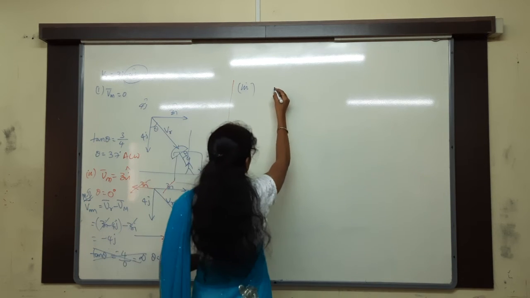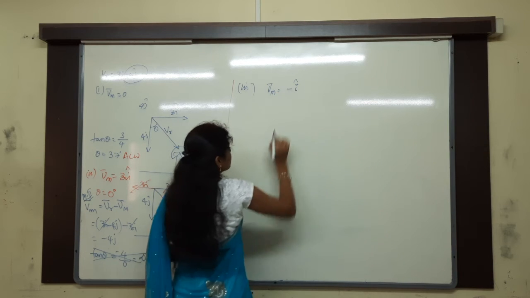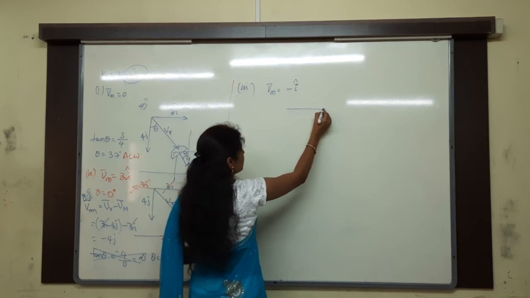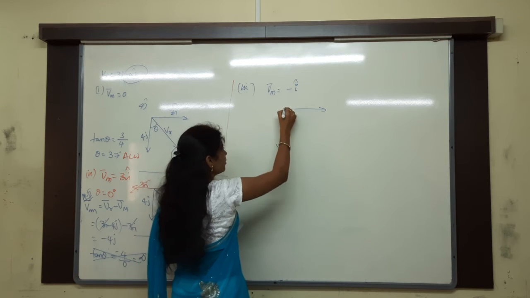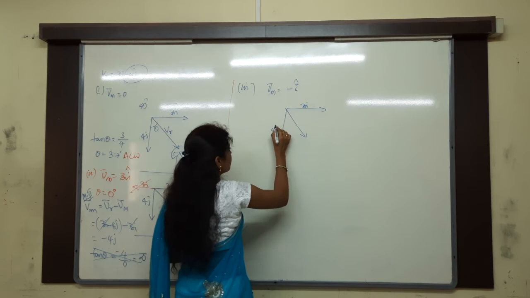Then the third question. What is the velocity they have given? Vm is equal to minus i cap. Now again the rain is falling slantly. Rain is falling slantly with how much? 3 i cap and 4 j cap.